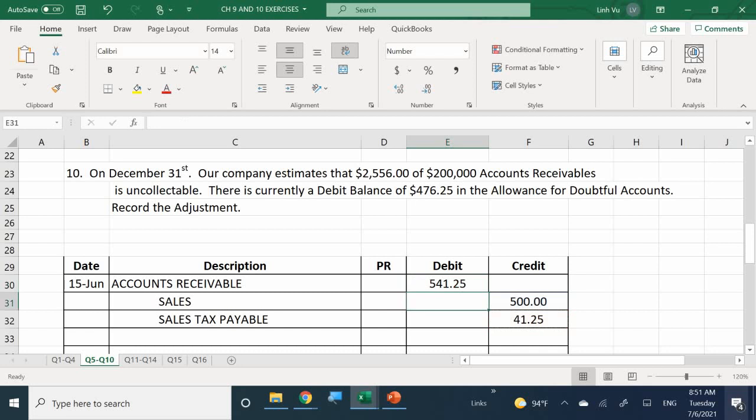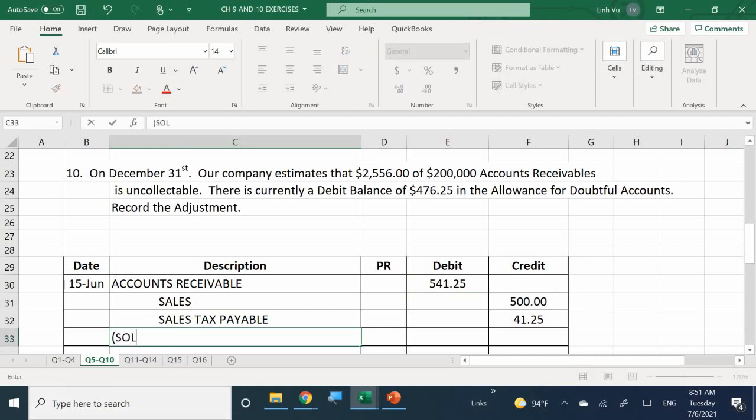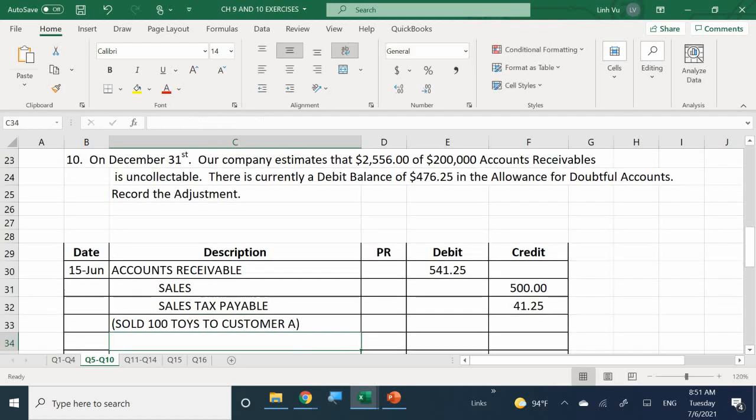This is what the customer owes you, $541.25. And I'm going to make a note here that I sold 100 toys to customer A. You don't need to mention that it's on an account, because accounts receivable gives you the idea that you placed it on an account. In this case, we're just focusing on understanding how the allowance method works, so no discounts or terms are coming into play here.